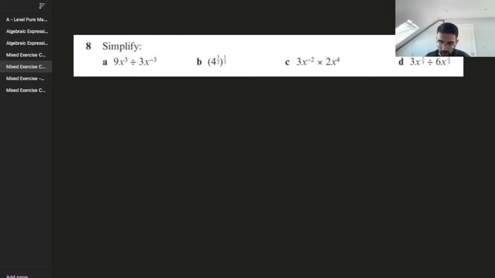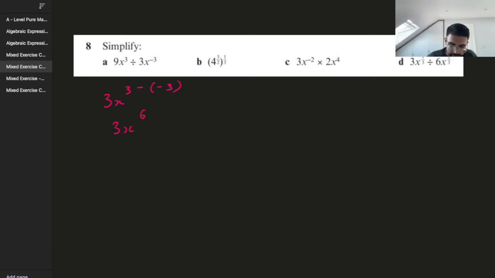Hopefully this is something that now we can fire through. Let's move on to part A. So here, what we have to do is we have 3x to the 3, and because it's divided by, it's going to be minus 3. Okay, over here it does say minus 3. So overall, my answer is going to be 3x to the power 6.